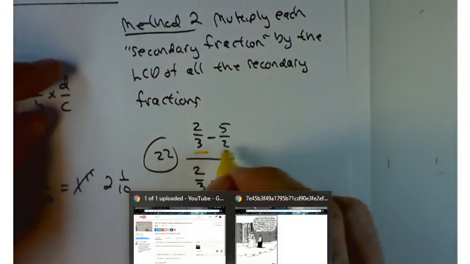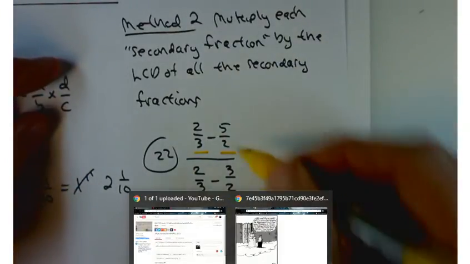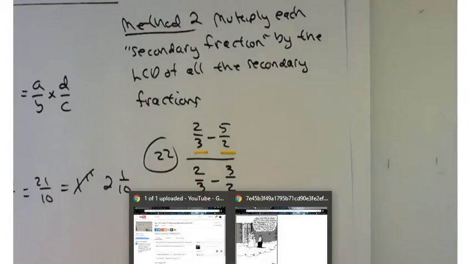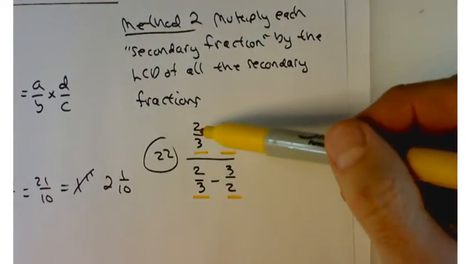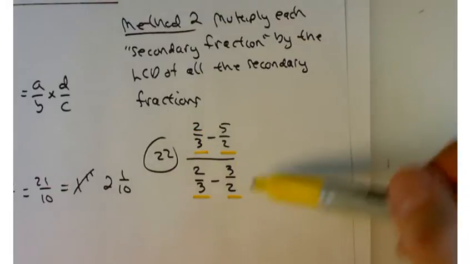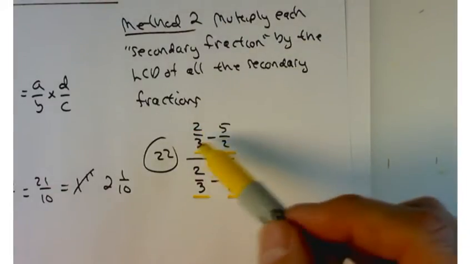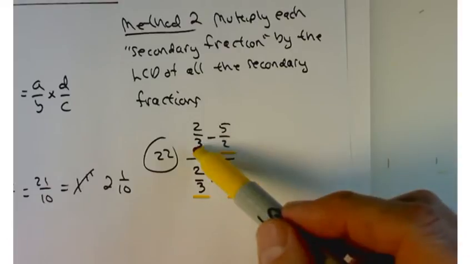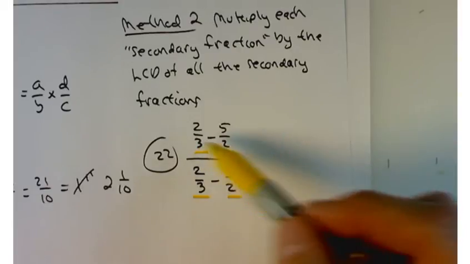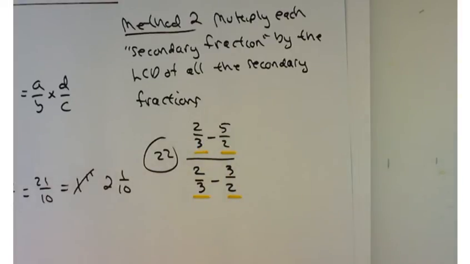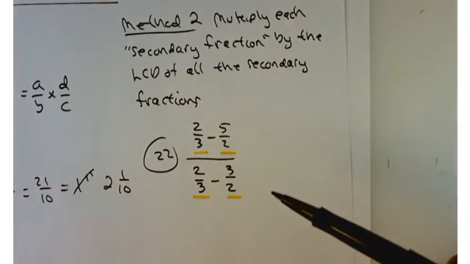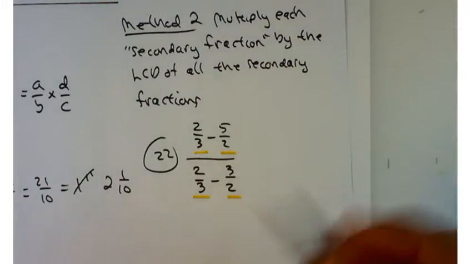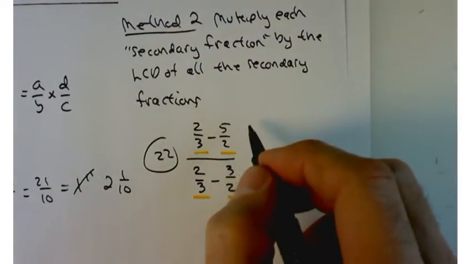Well, here are all your secondary fractions. I've underlined them. And we need to multiply each of these by the LCD of each of these. So 3 and 2, well, that's our denominators here. What's the LCD of something with a 3 and a 2? Did you say 6? Then give yourself a pat on the back. 6 is the LCD for these secondary fractions.